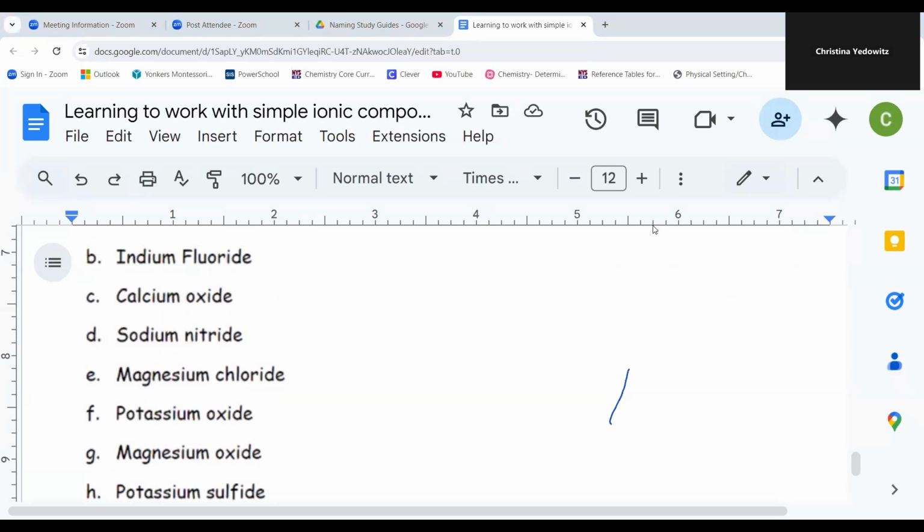So if we run out of time, you guys, because I think I've already gone on for a while, this is a little bit more of a tough topic. So we're going to skip indium fluoride. That one's too scary. We're going to skip A. We're going to do magnesium chloride, potassium oxide, magnesium oxide, and potassium sulfide. So do those 4. Hit the pause button right now, and then come back and I'll go over those with you. And then I'll do some of the tougher ones.